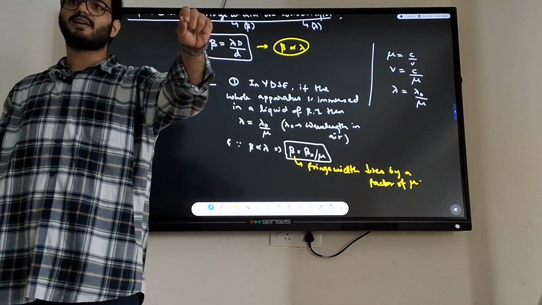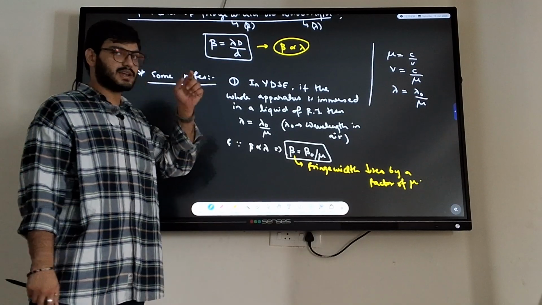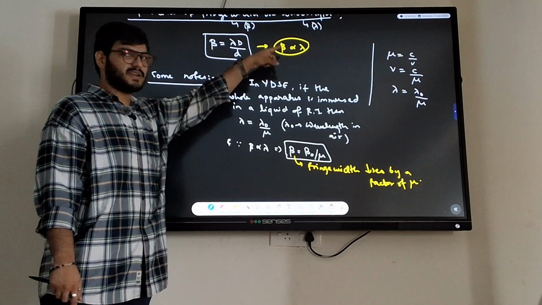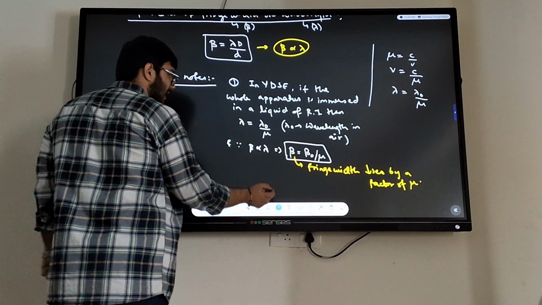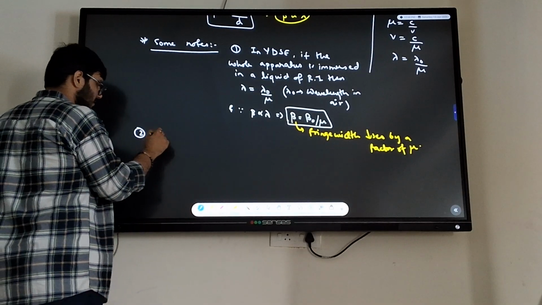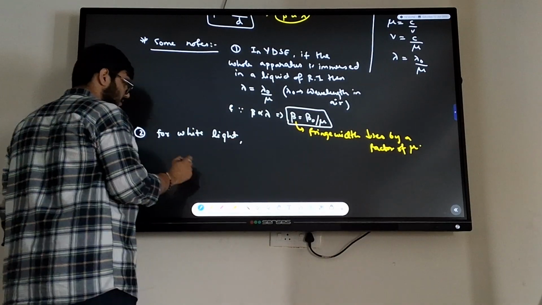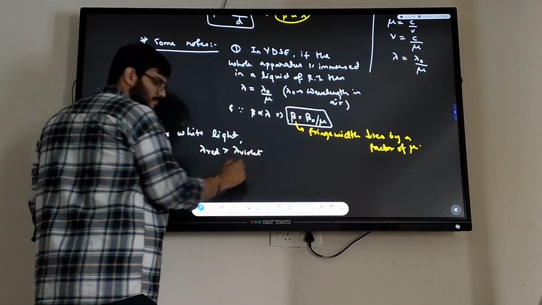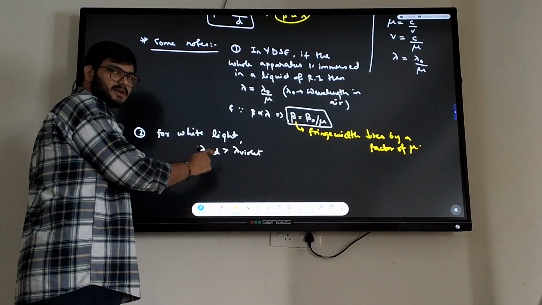If I were to use white light, then what will happen to the whole thing? So can you see that for each light color, there will be a pattern, and each light color will have its own fringe width? Yes or no? Then let's see. I'm going to take two examples. For white light, lambda of red is much greater than lambda of violet, no? By the way, that means that beta of red is much greater than beta of violet.